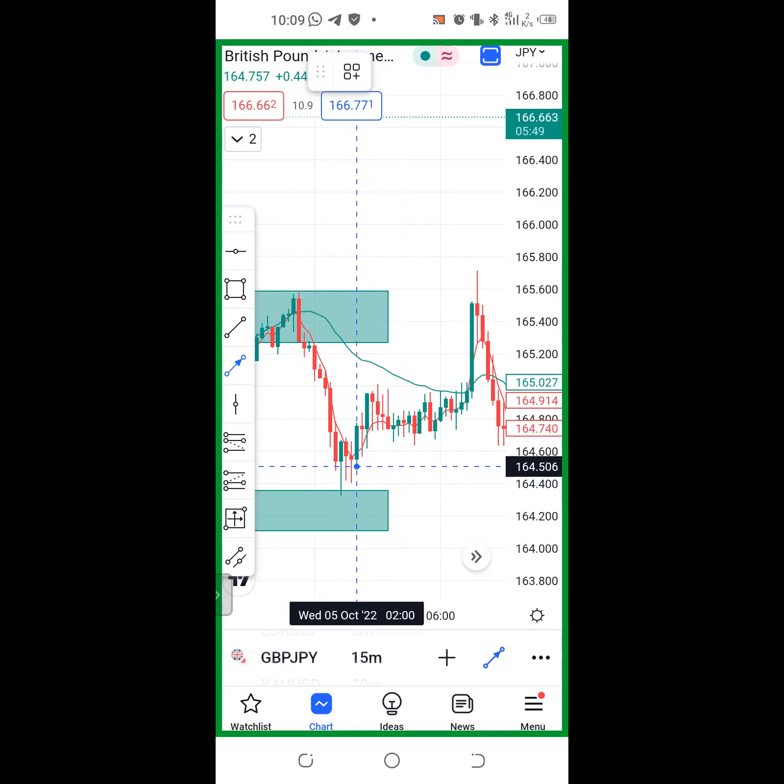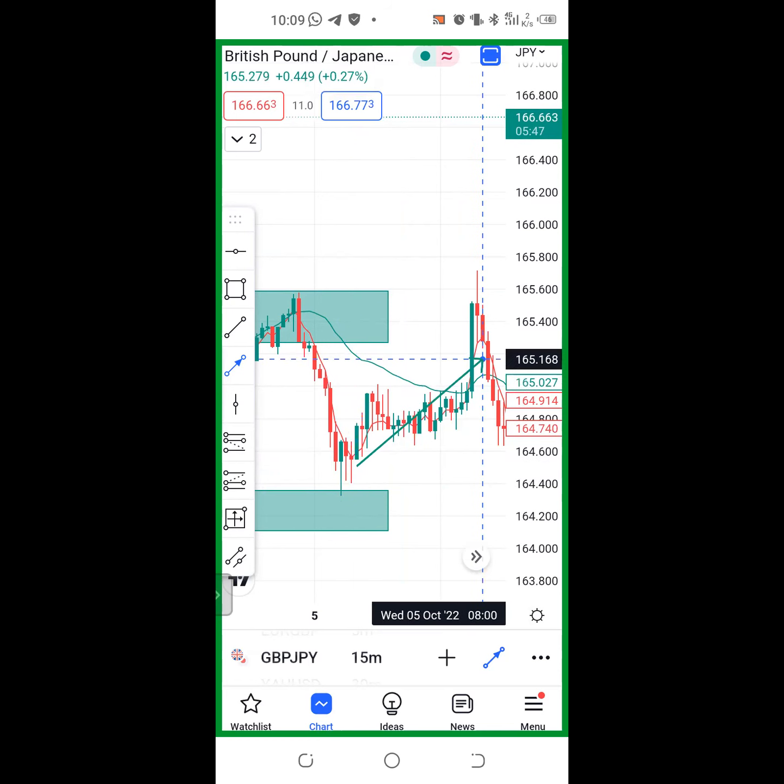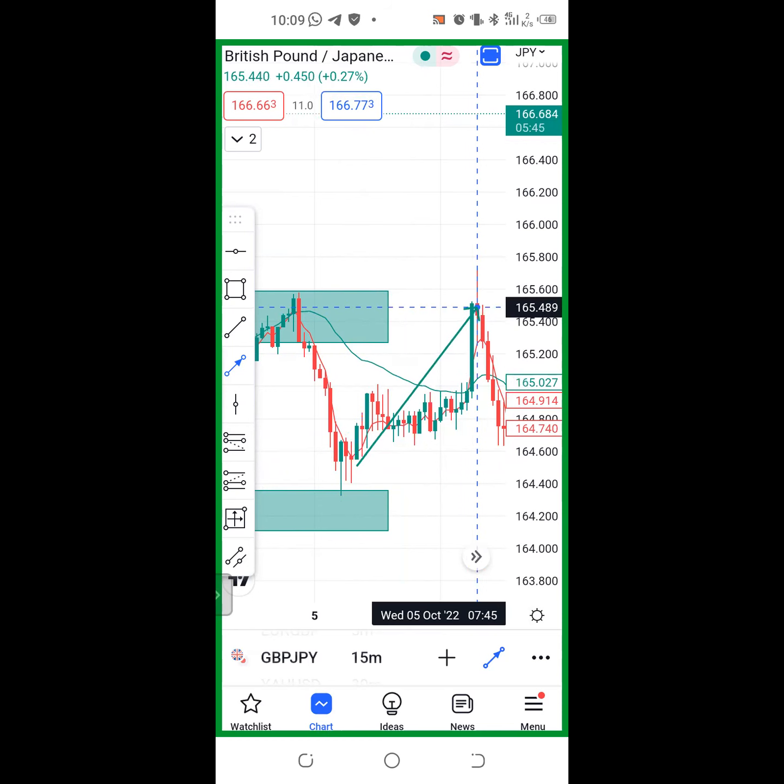You took it from here. What happened? Did you make profit or not? You make profit at the key zone. Now you have enjoyed that and you have taken your profits for that one.